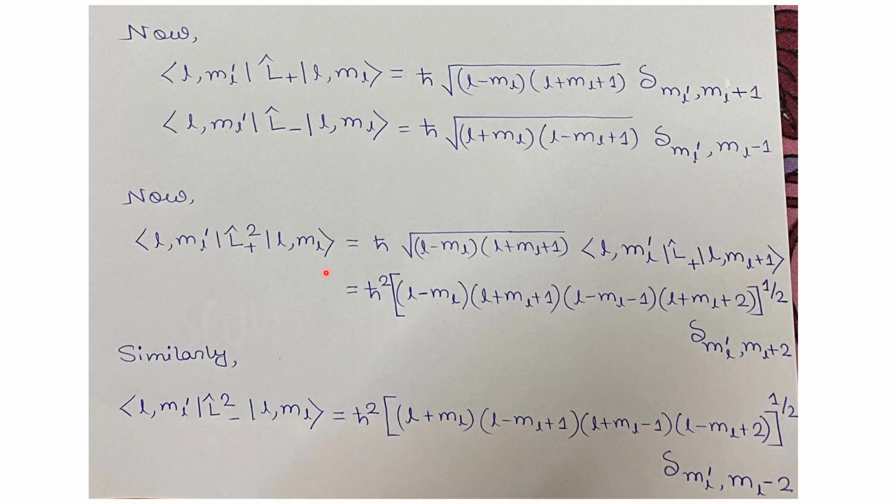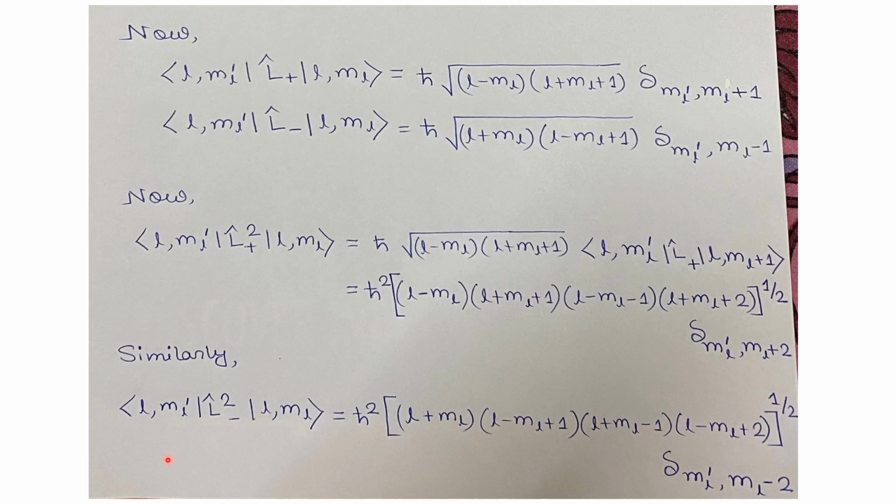So this state is already raised by 1 because of this operation L plus 1 by 1 time. So after this operation we will get ħ² times (L − ml) times (L + ml + 1) times (L − ml − 1) times (L + ml + 2) to the power half, and it is multiplied with this delta function, that is δ(ml', ml + 2). So it will be non-zero when ml' equals ml + 2.